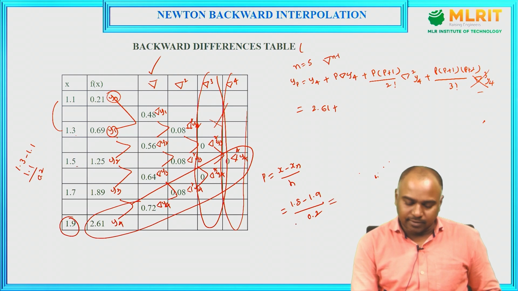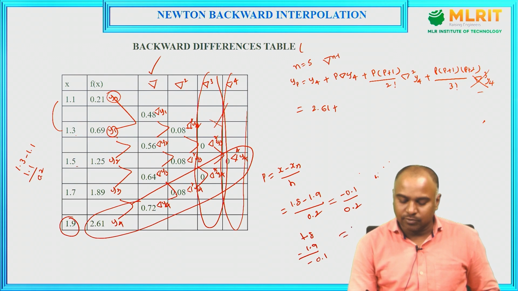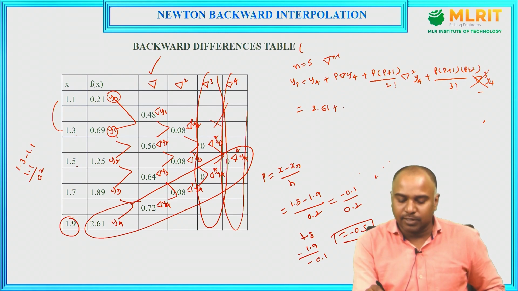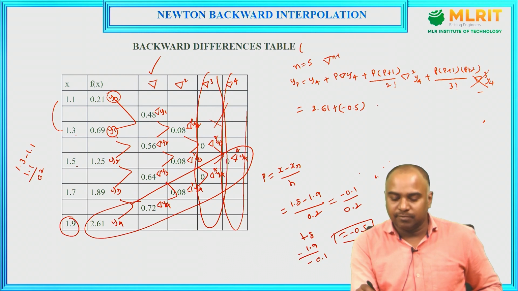Just simplify this. Obviously we are going to get 1.8 minus 1.9, so minus 0.1 divided by 0.2. So obviously 1 by 2, it is negative, minus 0.5 we are going to get. That we are going to substitute. Minus 0.5 is the p value.